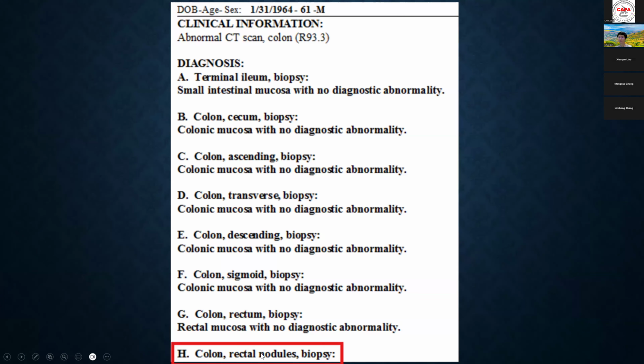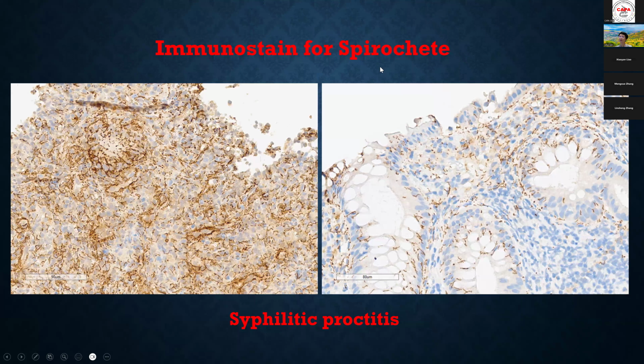this kind of features. And this really makes us think this could be a sexually transmitted disease. So we did an immunostain for spirochetes, and you can see it highlights these bugs here. So the diagnosis is syphilitic proctitis, which can also mimic IBD.